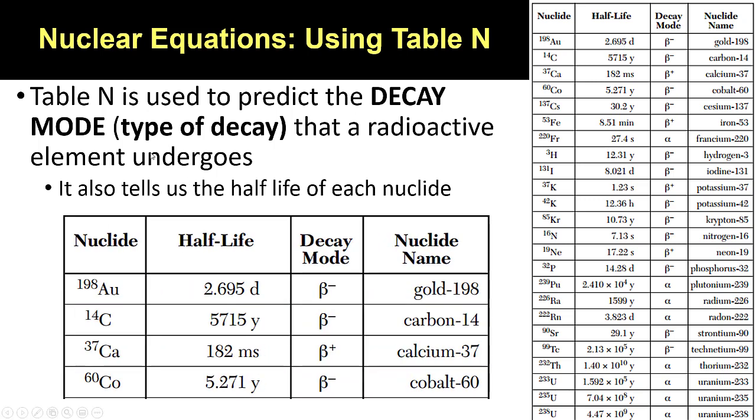If we look closer at this, the way we interpret this table is pretty simple. It says gold-198. Well, if we wanted to write a decay equation for the spontaneous decay of gold-198, we'd have to know what kind of decay mode it underwent. Well, surprise, that's where Table N comes in super handy. It's telling me that the primary type of decay that gold-198 undergoes is a beta decay. Carbon-14 undergoes beta also, calcium-37 undergoes positron, and cobalt-60 undergoes beta emission.